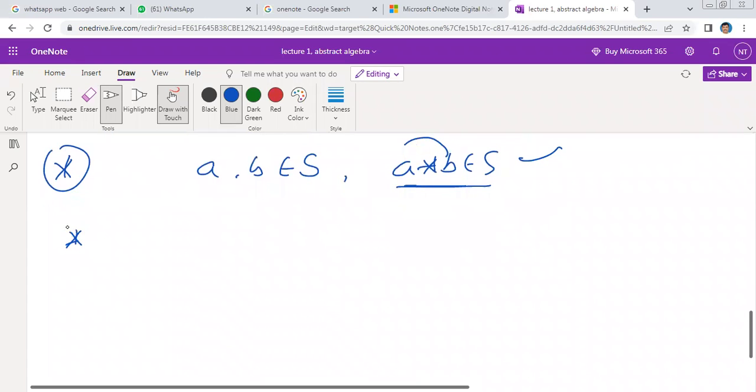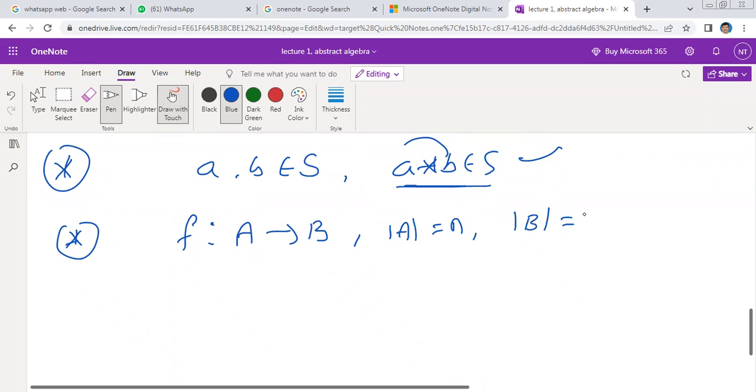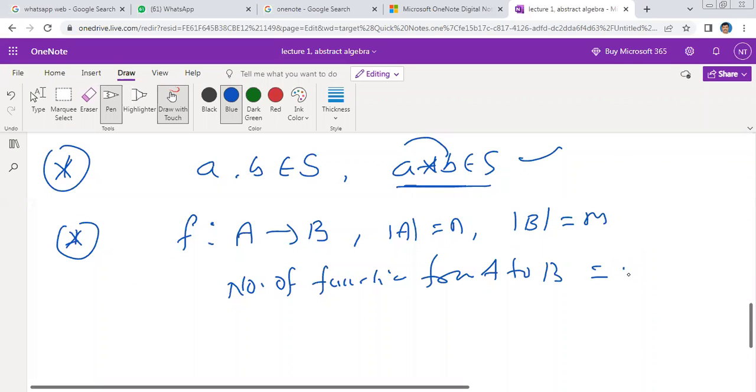Now, how many binary operations are there from a set to itself? For example, f is a mapping from A to B. Anish sir already said, order of A is equal to n elements, order of B is equal to m elements. How many functions are there from A to B? Number of functions from A to B. Can you tell anyone? I'm not discussing one-one functions or onto functions. M power n. Now our goal is to find the number of binary operations.